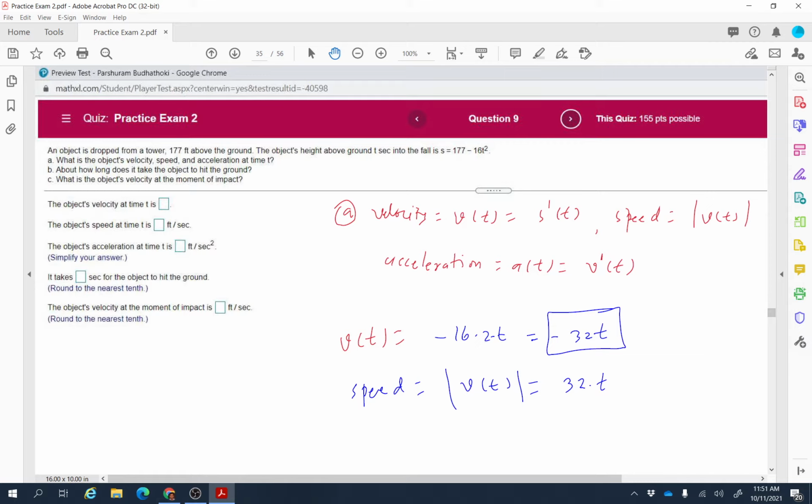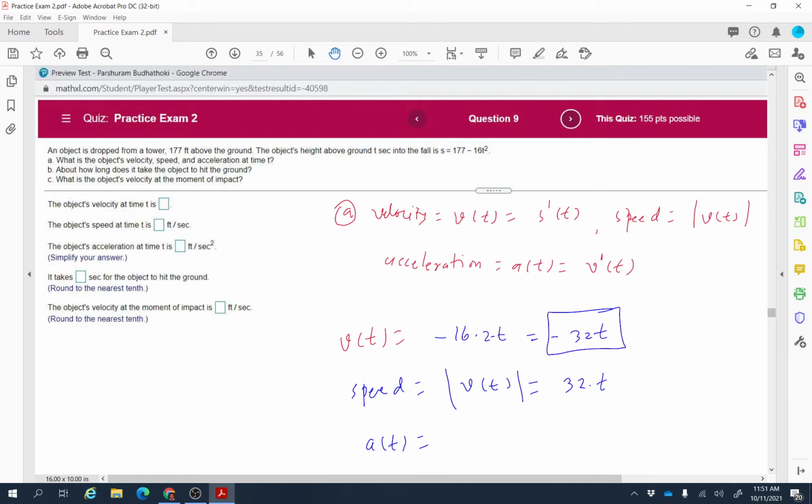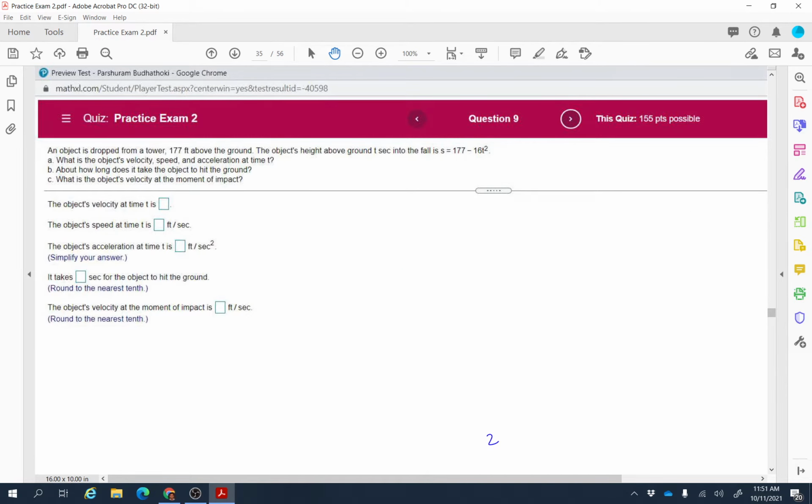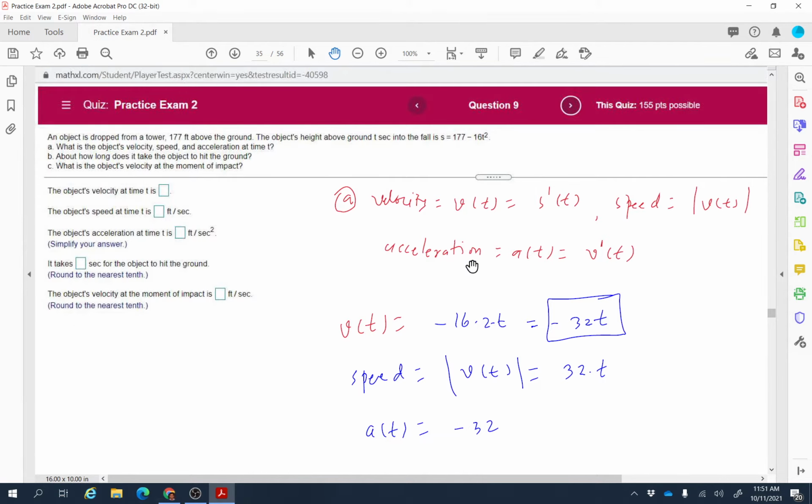And acceleration a(t) is the derivative of the velocity. If you try to find the derivative of this function, it would be negative 32 only, because the derivative of time t is 1, so it's negative 32.